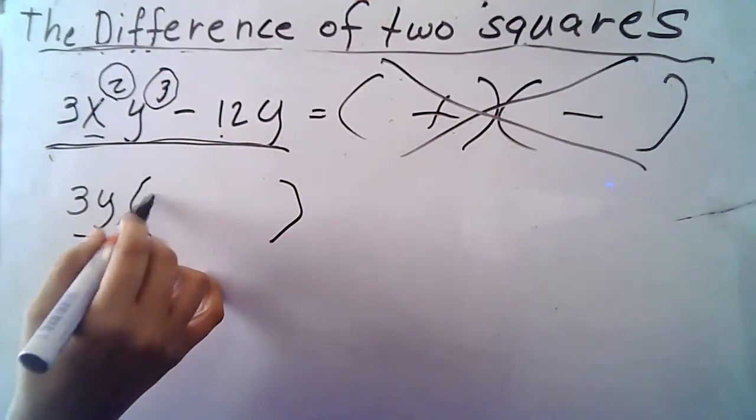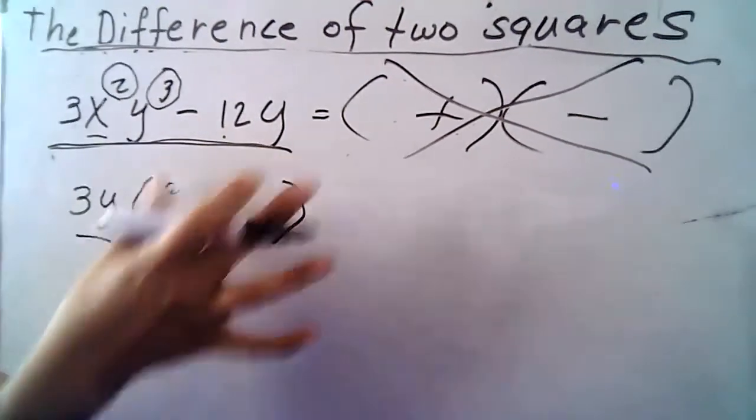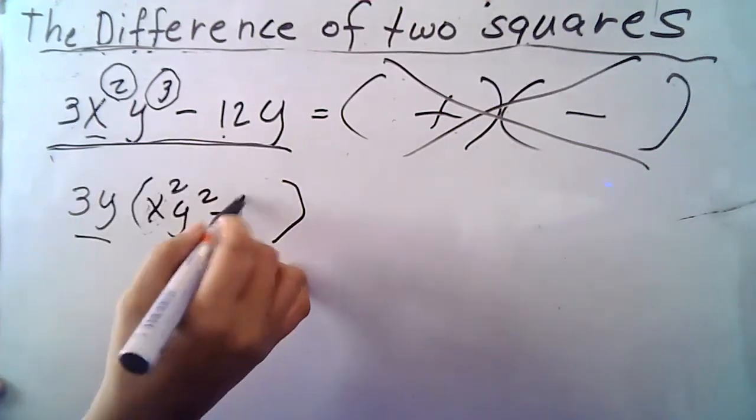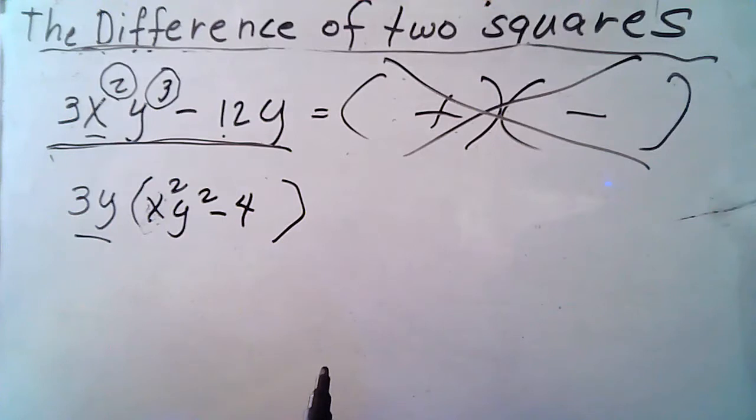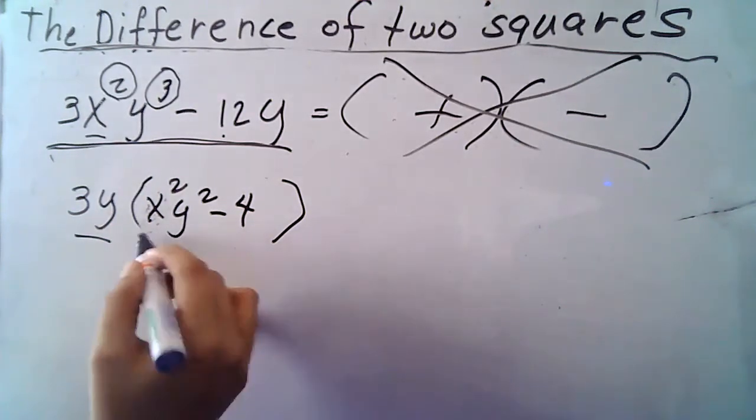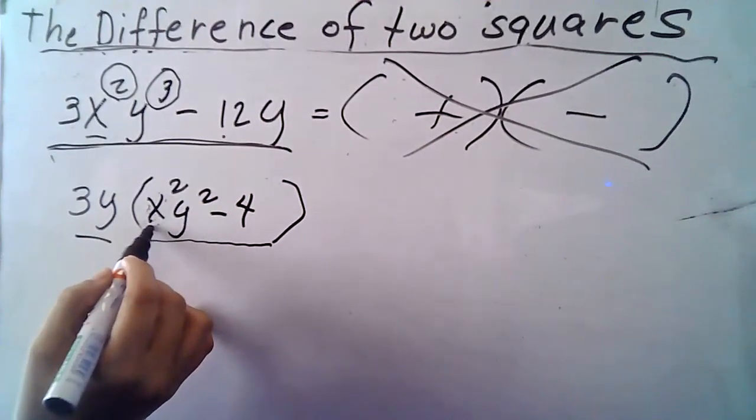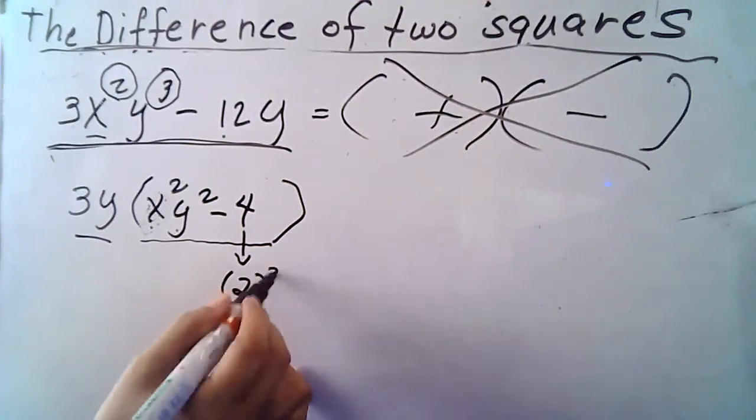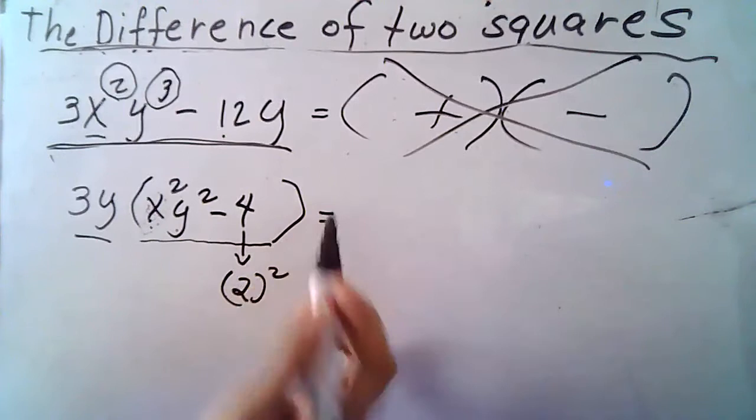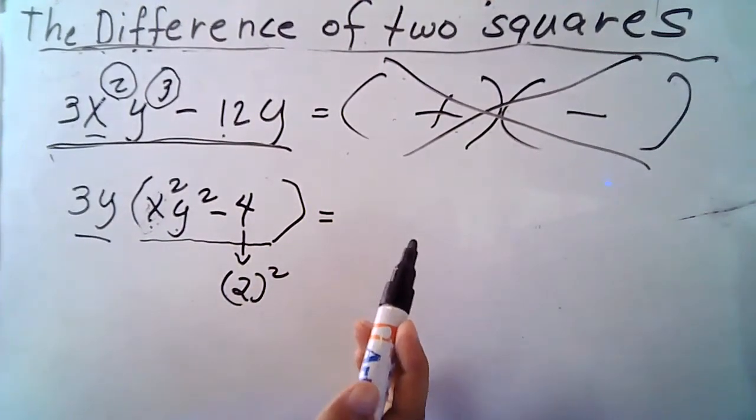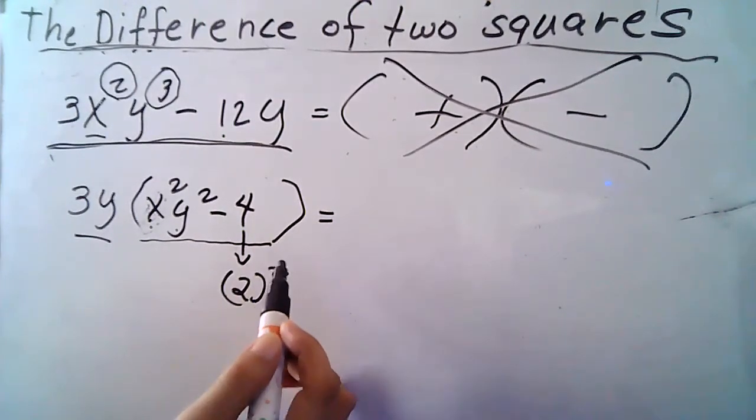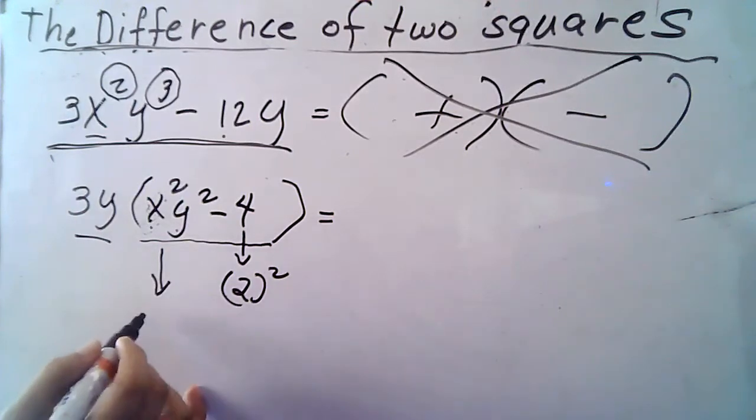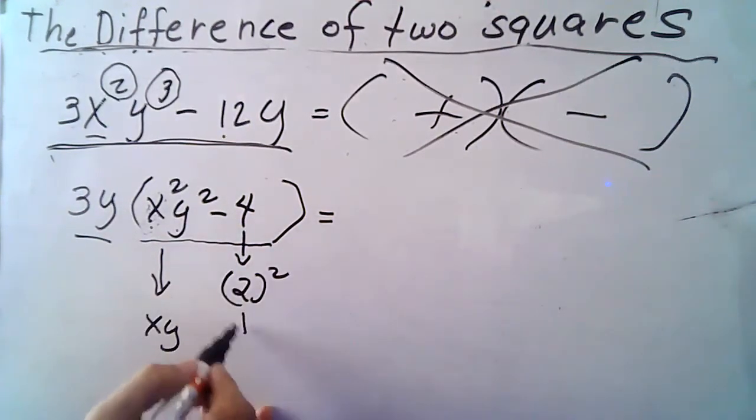And then we need to find the second factor by dividing this expression by 3y. So we get x squared y squared minus 12 divided by 3 is 4, and then y is cancelled. All right, so what do you notice about the second factor? Notice that the variables' exponents are squares, and the constant also has a square root of 2. So that means this is a difference of two squares. Since the second factor is a difference of two squares, we can extract their square roots. The square root of x squared y squared is xy, and the square root of 4 is 2.